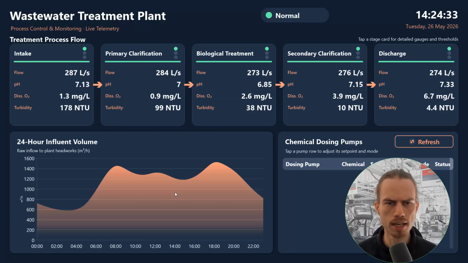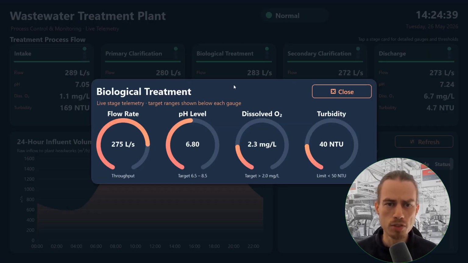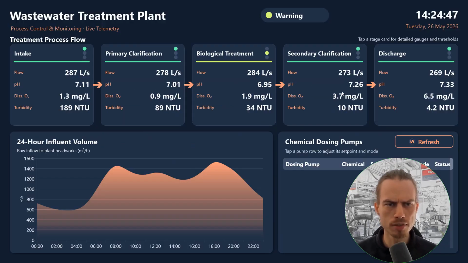I just gave Peakboard's AI a single prompt and it generated this entire wastewater treatment dashboard for me in minutes. And honestly, it is incredible. Picture a busy municipal treatment plant where raw sewage flows through intake, primary clarification, biological treatment, secondary clarification, and discharge. And operators need to know instantly if any stage is drifting out of range.